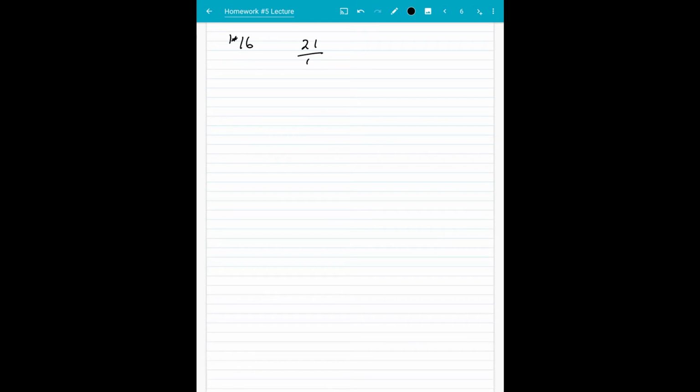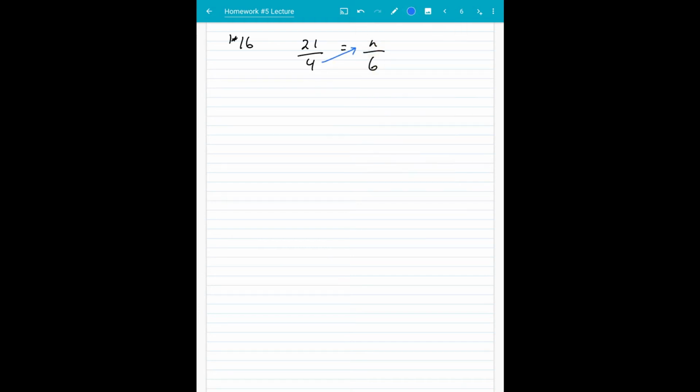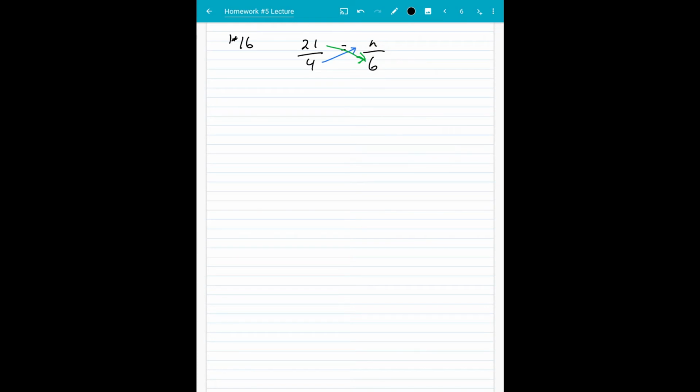21 over 4 is equal to n over 6. If we look at this, go ahead and cross multiply again. As long as you multiply the top with the bottom of the other one, they have to be alternating. 4 times n again makes 4n, and then 21 times 6 makes 126.